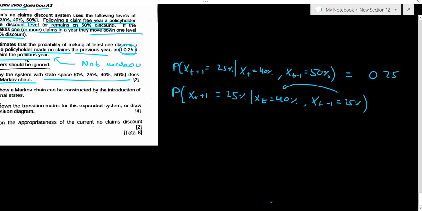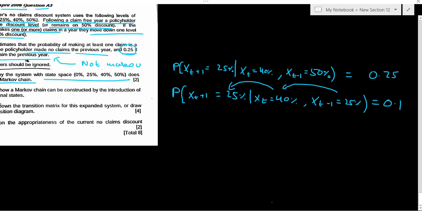That means you did not make a claim last year. So this implies the probability of making a claim this year, that is getting back to 25%, would now be equal to 0.1 because you did not make a claim last year.